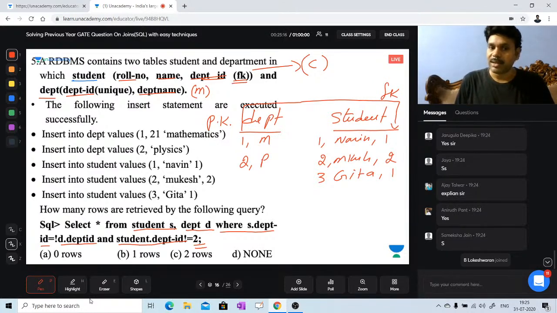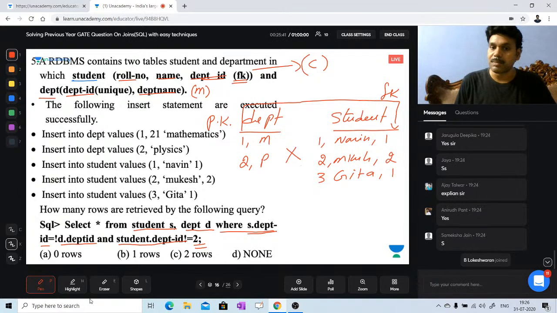So the query is like this: select star from student S comma department D, which is nothing but a Cartesian product. But he specified a condition, a join condition. What is that? Where S dot department number not equal to D dot department number. Once you map it, you are going to get tuples: these 2 tuples are multiplied with these 3 tuples, so 2 times 3, 6 tuples you are going to get.